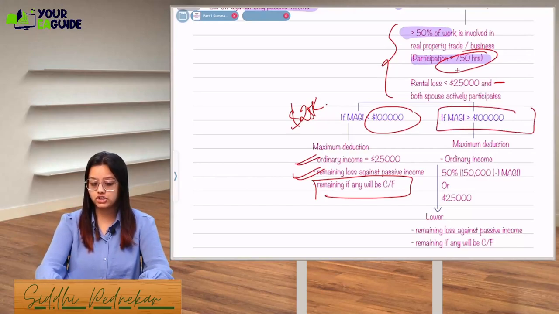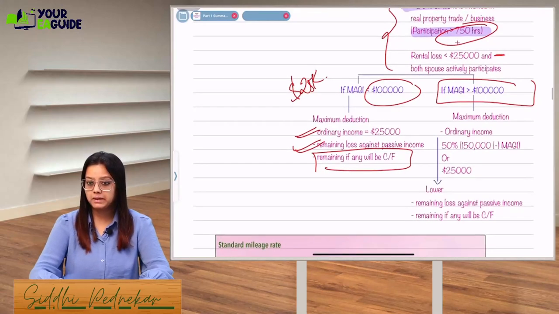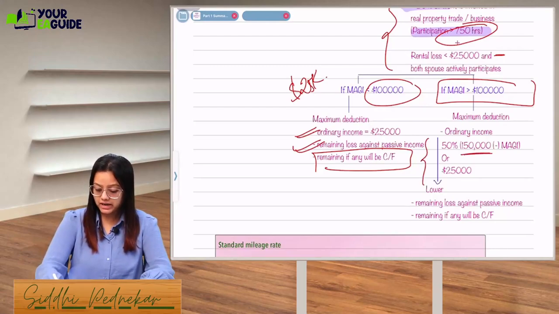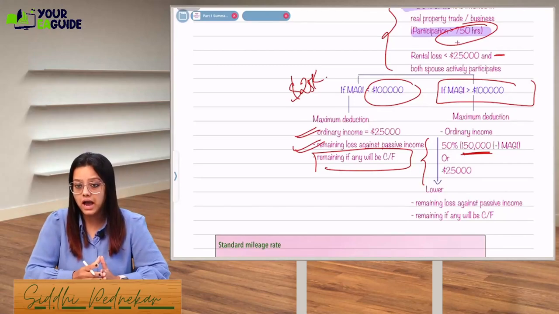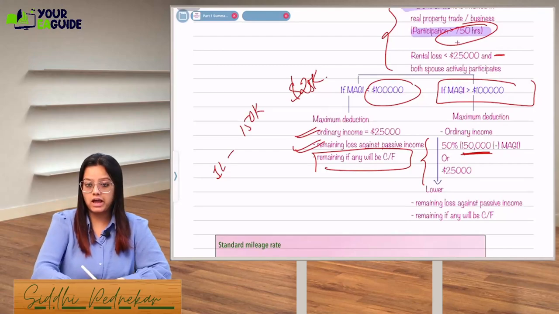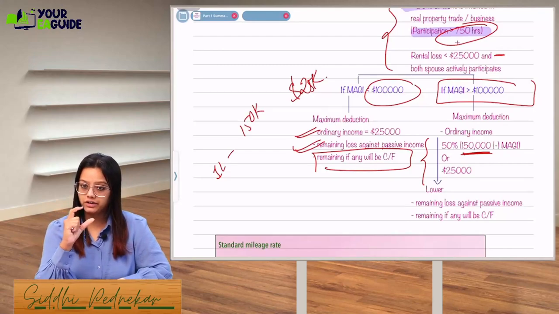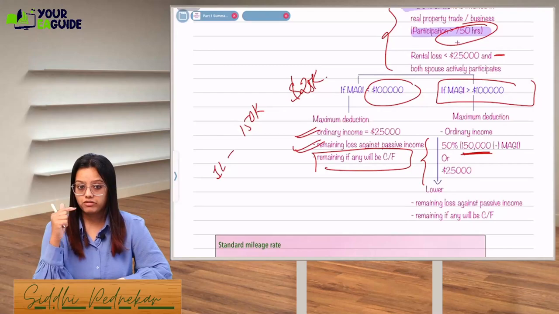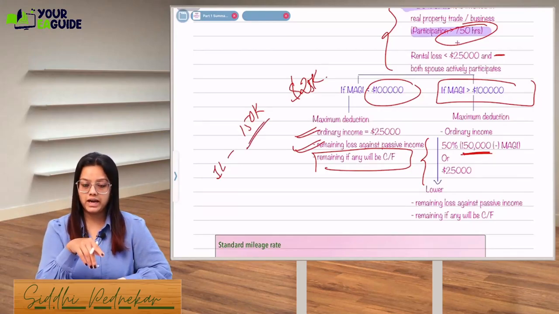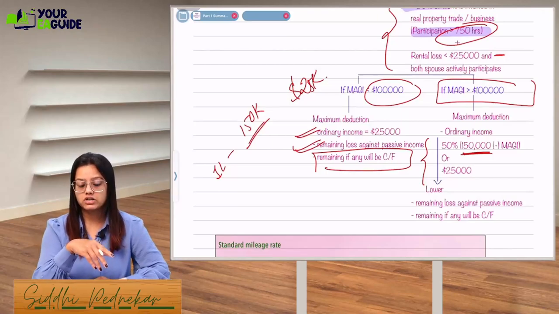Now this is the condition. If your modified AGI is more than 1 lakh, what will happen? Maximum deduction will be against ordinary income, whichever is lower. Let's say 1,50,000 is the highest limit. See, from 1 lakh to 150,000, if you have a modified AGI, then you can get a reduced set off. But if your modified AGI is more than 150,000, you can't set off any amount of rental loss against ordinary income.